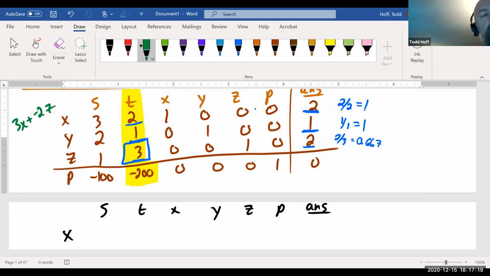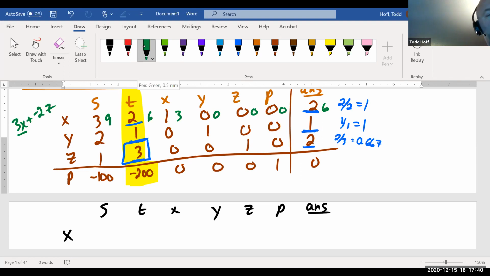The X row gets multiplied by 3. Sorry about that. So 3 times 3 would be 9. 2 times 3 would be 6. 1 times 3 would be 3. Of course, 0 times anything is still 0. 2 times 3 would be 6. So row X is supposed to be multiplied by 3.